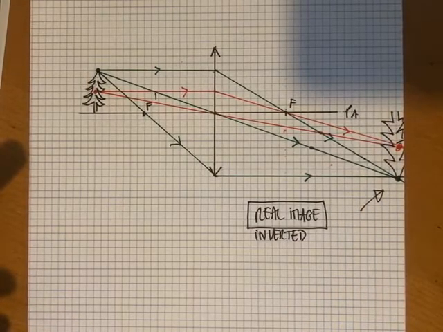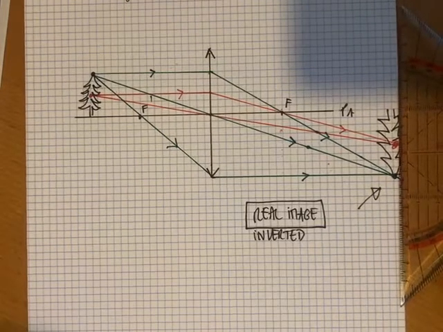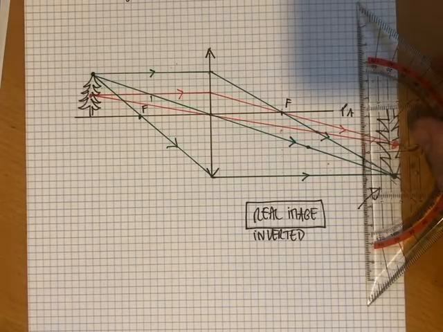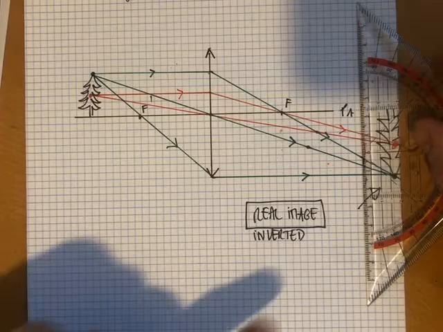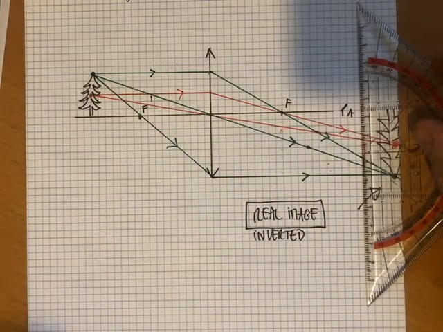But in principle, an image is a set of points, and each point, if you want it to be focused, you need to have the light beams meet at a certain point. So if you put your screen here, all the points in the image will be sharp. If you put your screen here, the points on the image will not be sharp, the image will be blurred. Okay?